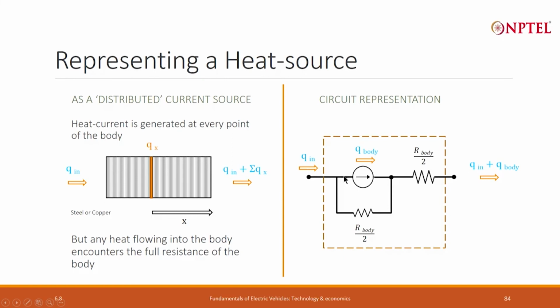So, the heat coming in encounters R by 2 plus R by 2, which is the total body resistance, but the heat originating in the body encounters only half the body resistance, and then the exit heat current is input heat plus the heat generated by the body. So, this is another important piece of information that we will use in building the thermal model. Is this clear? Are you with me so far? No problem?